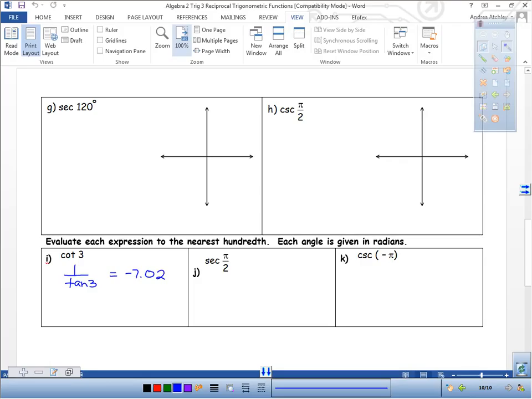Let me see if I did it right. Then hit equals. No, it's negative 7. Negative 7.01. If you got 19, I think you're still in degrees and not radians.